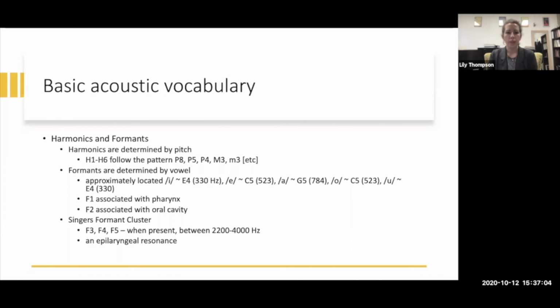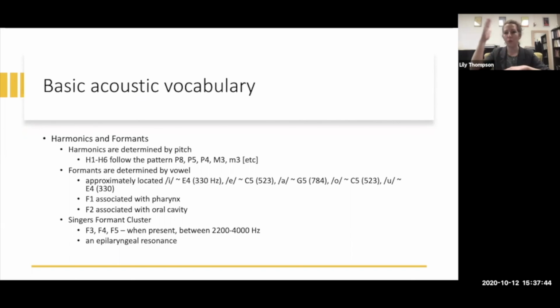So some of the vocabulary you'll hear me use is talking about harmonics and formants, which are related but not the same thing. Harmonics are determined by pitch. And the lowest harmonic, the first harmonic, we also call the fundamental frequency. That lowest harmonic is the one that we perceive as the pitch of a tone. And regardless of where that fundamental frequency is, regardless of what pitch we perceive, the pattern of the harmonics, you would think of those as being overtones.